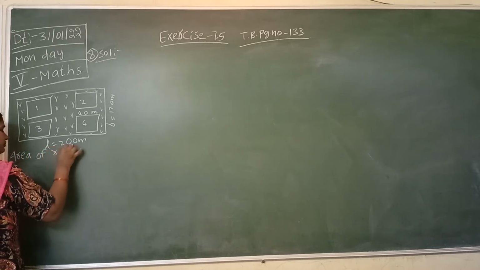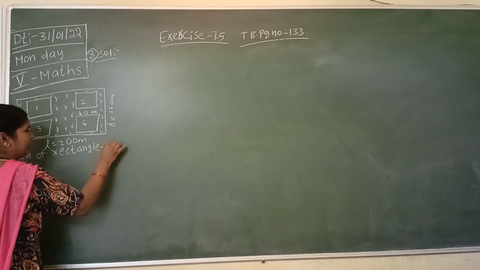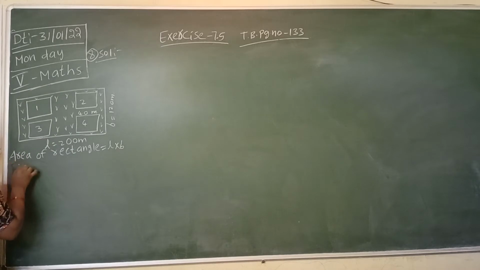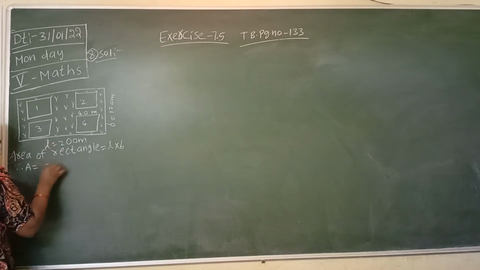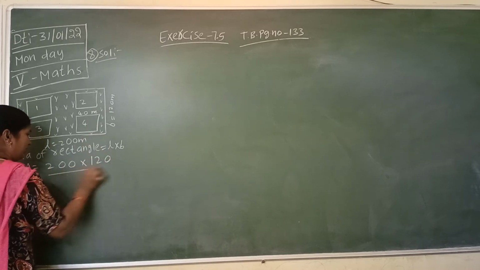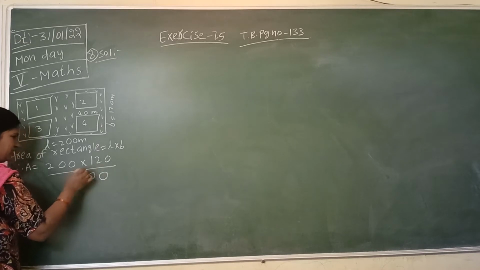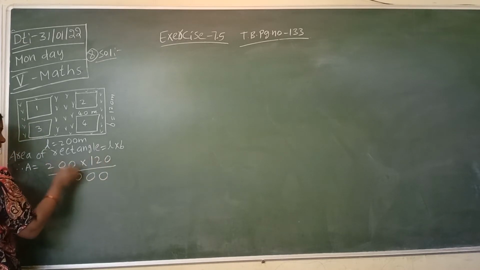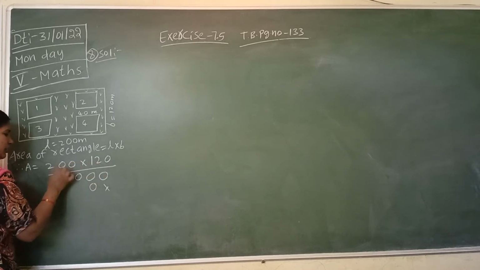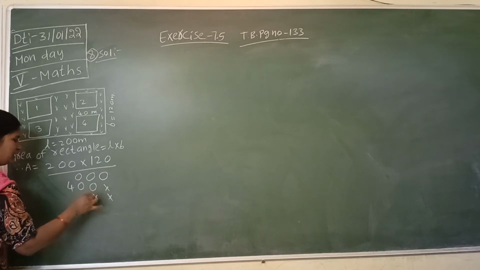Now first of all find out the area of the rectangle. Area of rectangle equal to length into breadth. Rectangle means this outside only. Therefore, area A equal to length 200 into breadth 120. Do the multiplication. 0 multiplying any number means we are getting 0. 1's place 2 over. Start 10's place multiplication. 2 into 0, 0. 2 into 0, 0. 2 2's are 4.